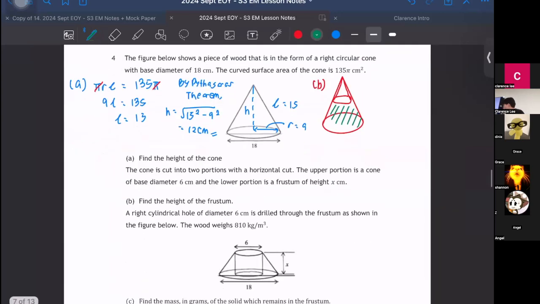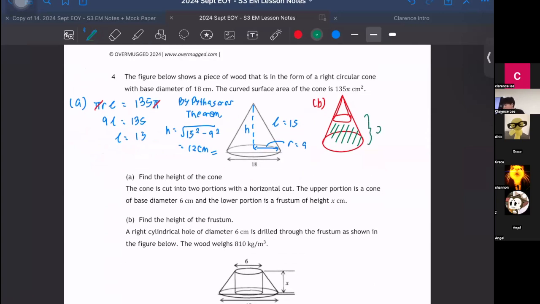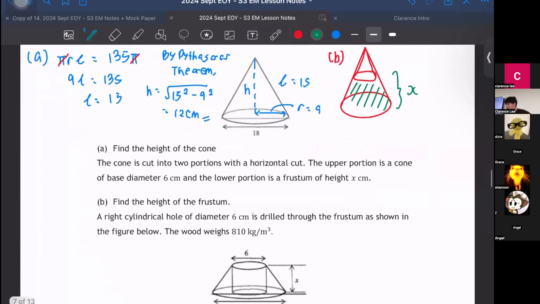Then afterwards you look at what the question is saying. This frustum has a height of x. And the diameter of my small cone at the bottom is 6. The diameter of the big cone at the bottom is 18. So when we talk about cones, small cone, big cone, are they similar? Yes. So therefore, do I know the corresponding ratios of their lengths? Yes. How do I write down? You have length of small cone over length of big cone equals 6 over 18, to give me 1 over 3.